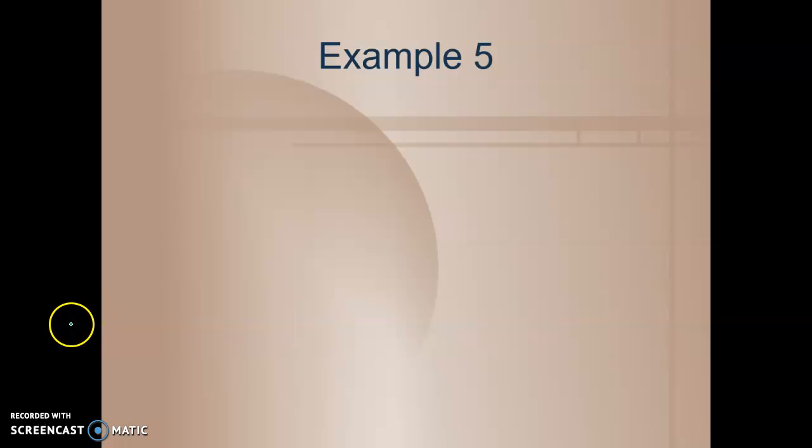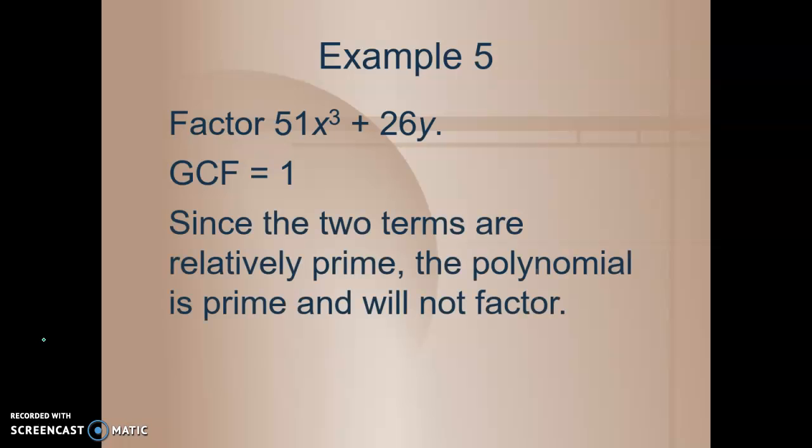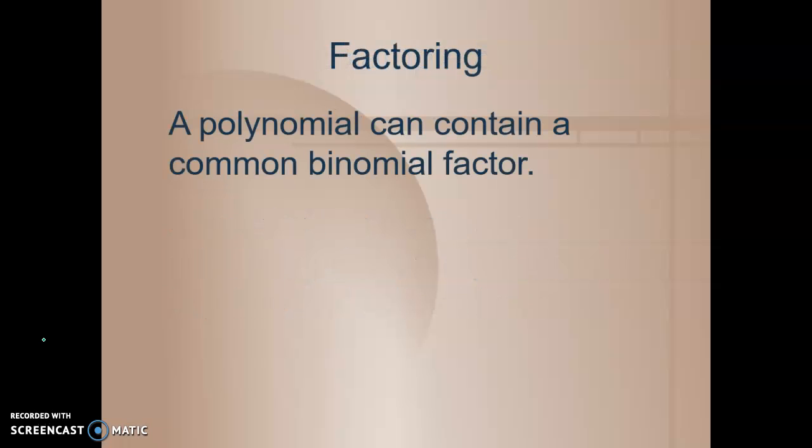I got cut off on example 5 there. So we were getting ready to look at 51x cubed plus 26y. And if you were to list the prime factors of each of those numbers, you would see that they don't have any common factors other than 1. So the greatest common factor is 1. And remember we said when two terms have a greatest common factor of only 1, they are called relatively prime, which means we can't factor it other than what's there. There's nothing else we can do to simplify that. So we are finished with that example.